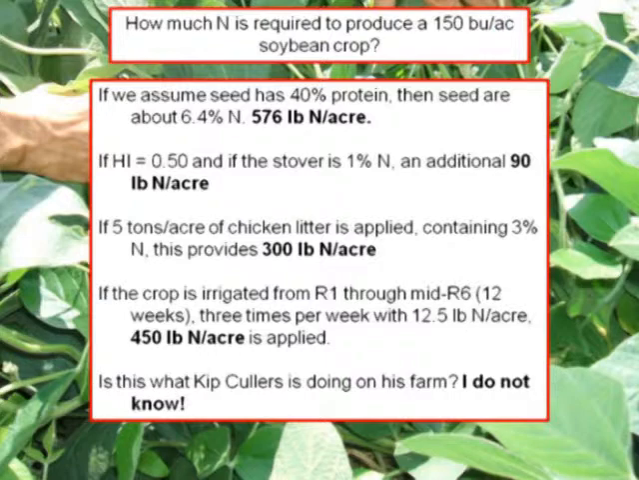If the crop's irrigated from R1 to mid-R6 for about 12 weeks, 3 times per week, at 12.5 pounds of nitrogen per acre, you could supply about 450 pounds of nitrogen this way. So we're looking here at roughly 750 pounds of nitrogen during the growing season. Tremendous amount of nitrogen, of course. And this would supply the amount of nitrogen that we're talking to produce this crop.